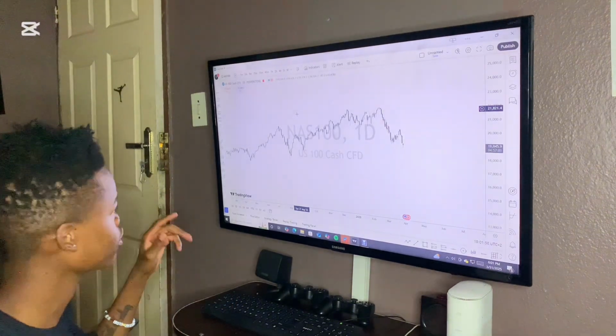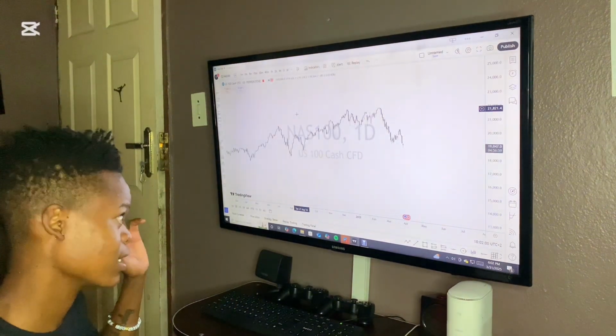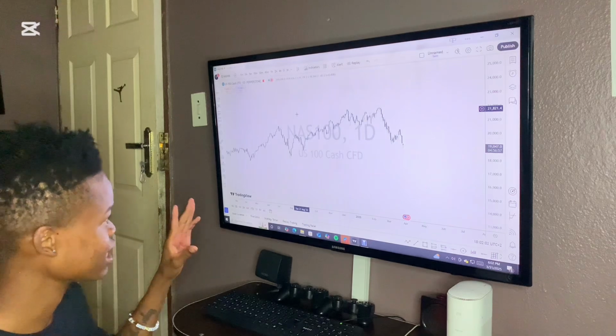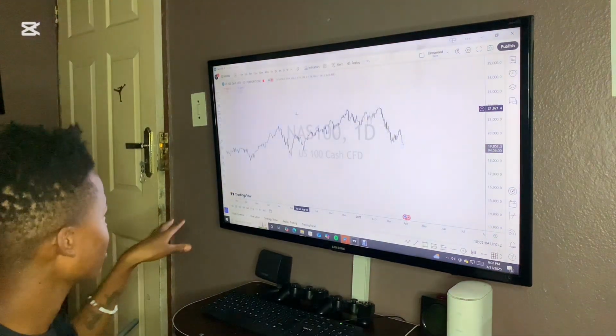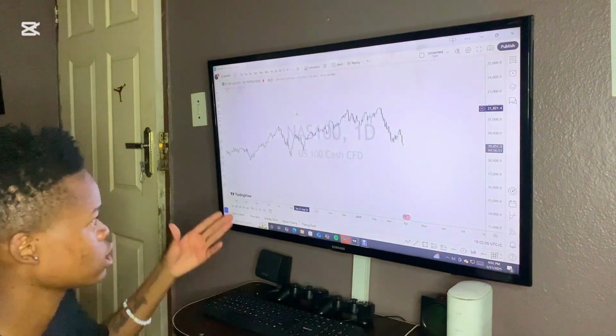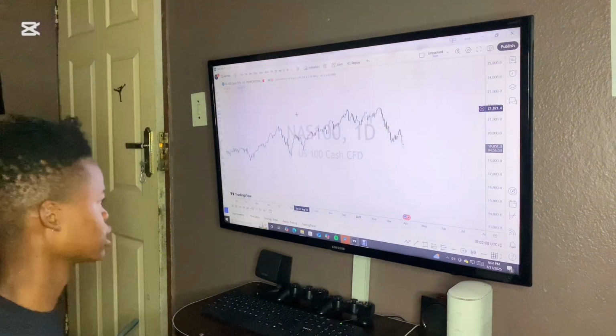So I love Nasdaq for now because I get to see everything that is happening and the setup, how this thing is actually moving, you understand? Because you get to see everything. So yeah, guys, let's jump to the chart and see.